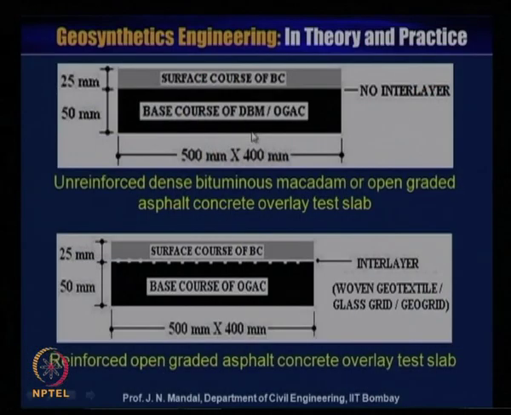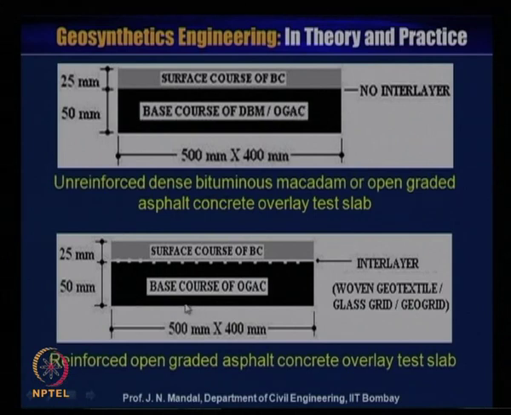So, here you can see the unreinforced dense bitumen macadam or open graded asphalt concrete overlay test slab. This is about 500 millimeter by 400 millimeter and no interlayer. This is the base course of DBM and OGSC, and this is the surface course of BC. The base course thickness is about 50 millimeter and the surface course is 25 millimeter.